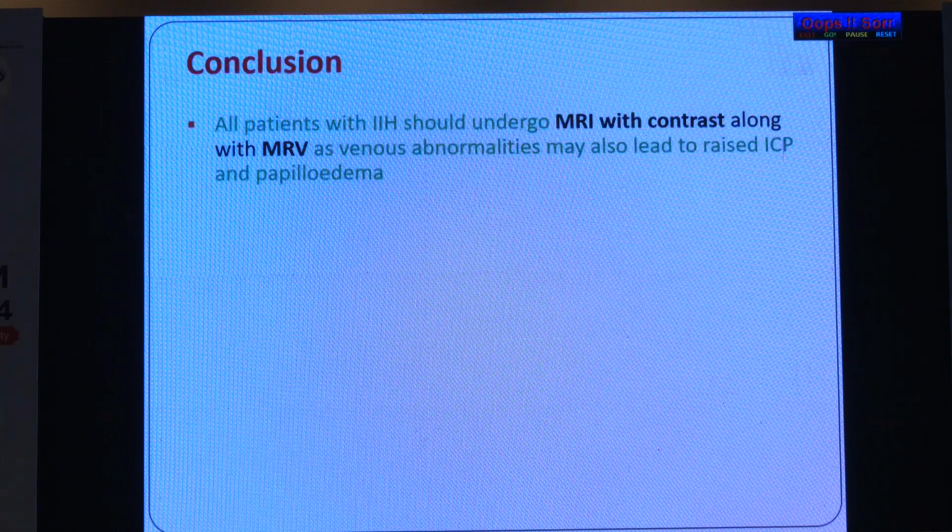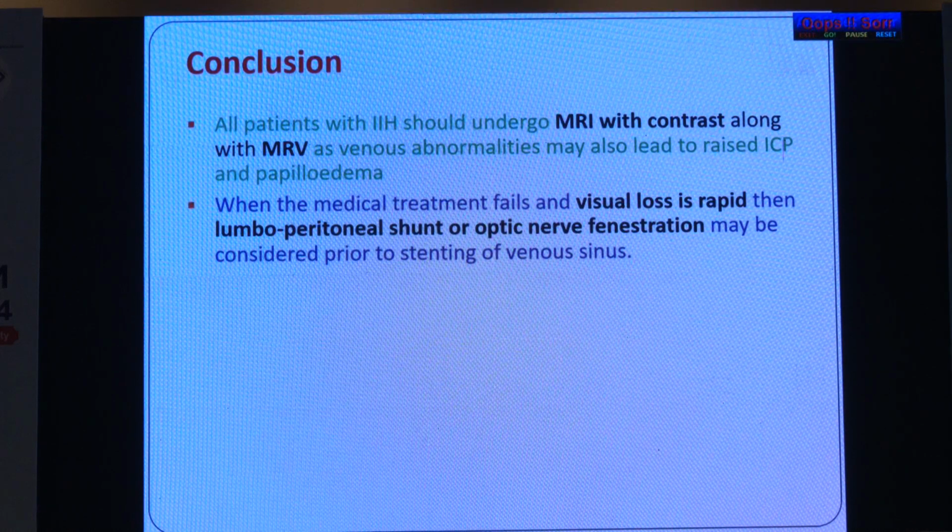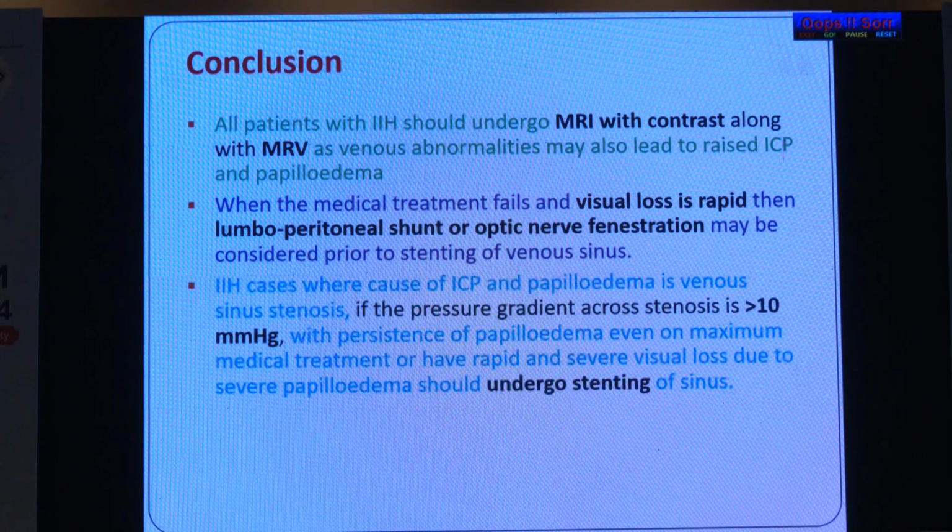So I'm not going into these details. All patients with IIH should undergo MRI with contrast, definitely, and MRV with contrast. That is very much important, because without contrast, many times these patients can be missed. And when medical treatment fails and visual loss is rapid, then a lumbo-peritoneal shunt or optic nerve fenestration may be considered prior to stenting. Stenting means that first you have to do the DSA.